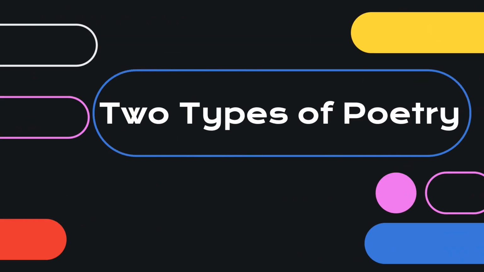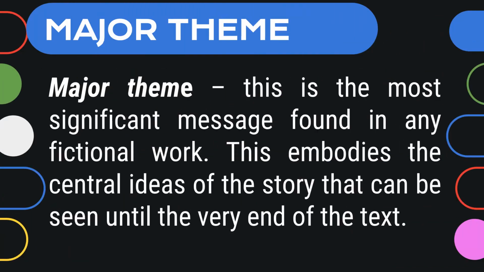And then, we also have two types of theme. Meron tayong dalawa. Una, ito yung major theme. Ano yung major theme? Pag sabi natin major, mas usually ginagamit ng mga author. So sabi dyan, major theme, this is the most significant message found in any fictional work. Yung in-example natin kanina, those are one of the examples of major theme.